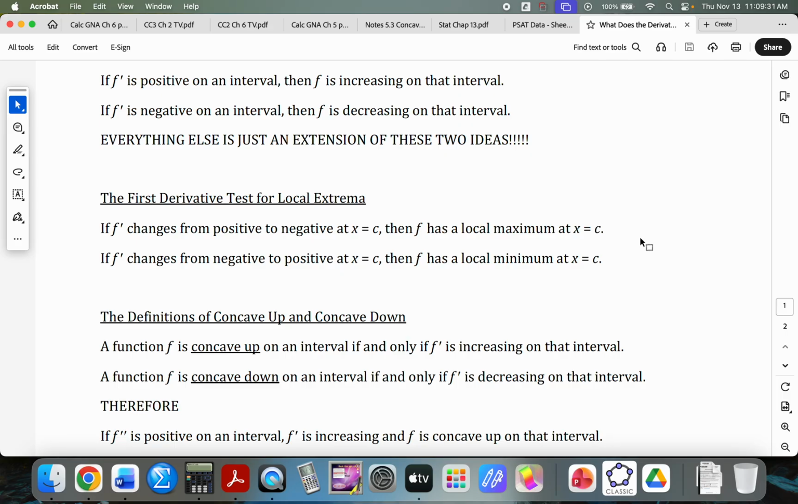So here we have the first derivative test. If f prime changes from positive to negative at x equals c, f has a local maximum at x equals c. By the way, this assumes that the function exists at c. All right, I was trying to make this as compact as possible, and it's pretty long already. If, on the other hand, f prime changes from negative to positive at x equals c, then f has a local minimum at x equals c.